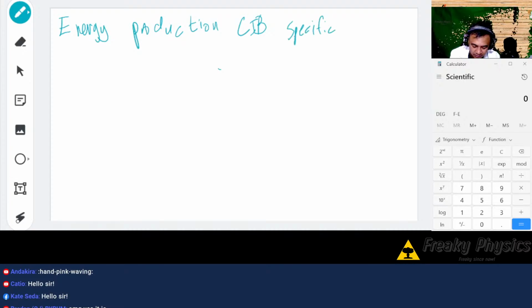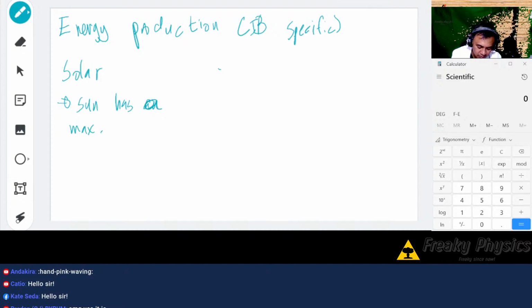Okay, so for solar, what are the main concepts that you need? The sun has an intensity, a maximum intensity. That's found in the data booklet. So where is it exactly on the data booklet?